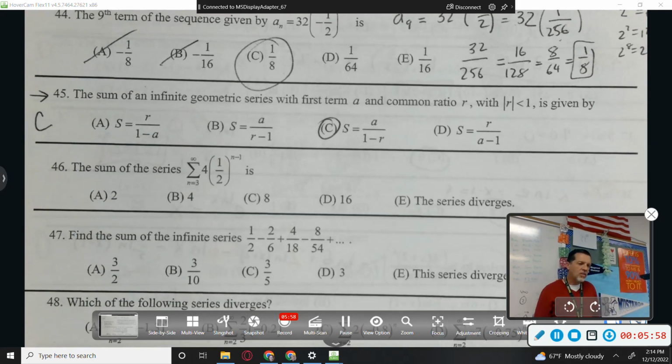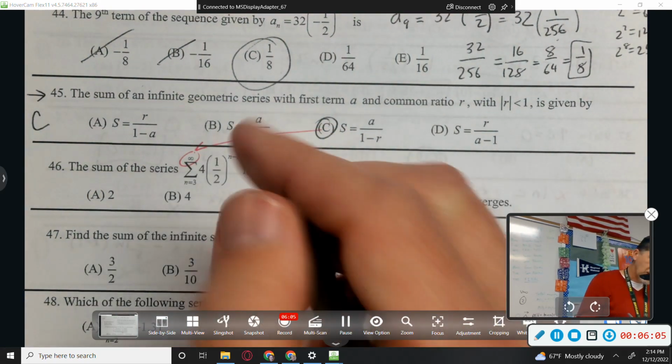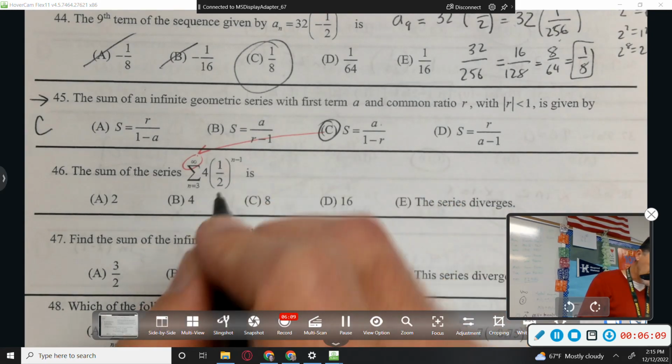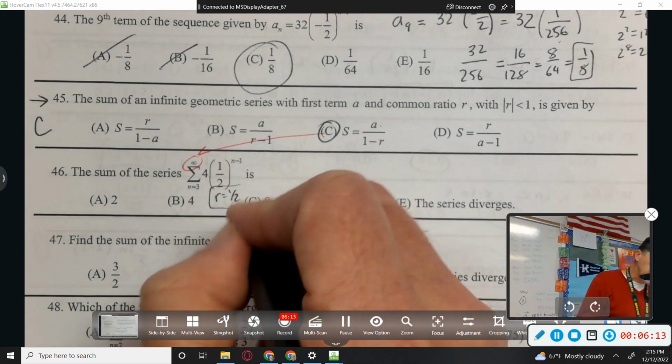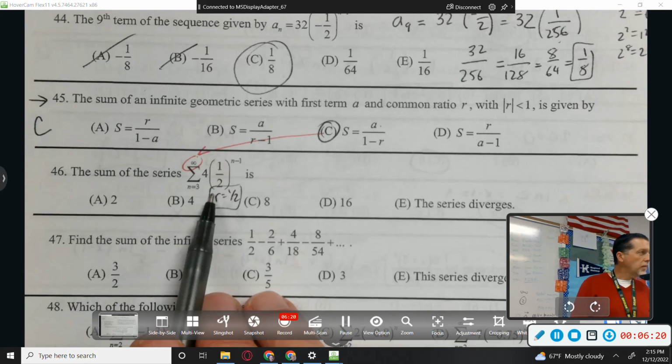46, the sum of the series. Oh, infinite sum. So we should probably use that formula we just looked at. First term over 1 minus r. r is 1/2. I can just tell by looking. How will I find the first term for this one?